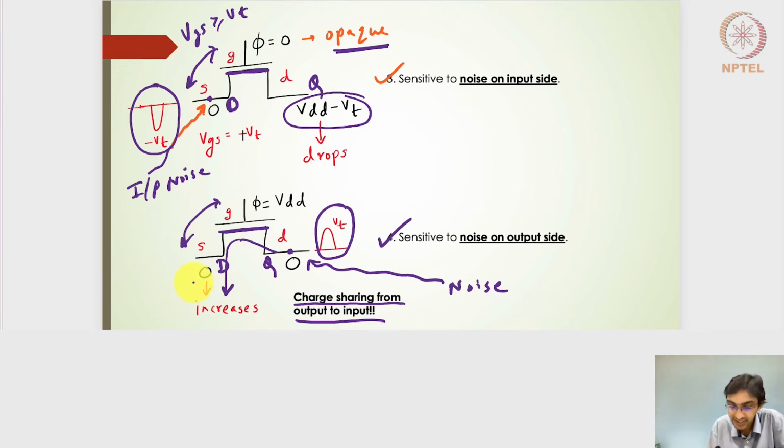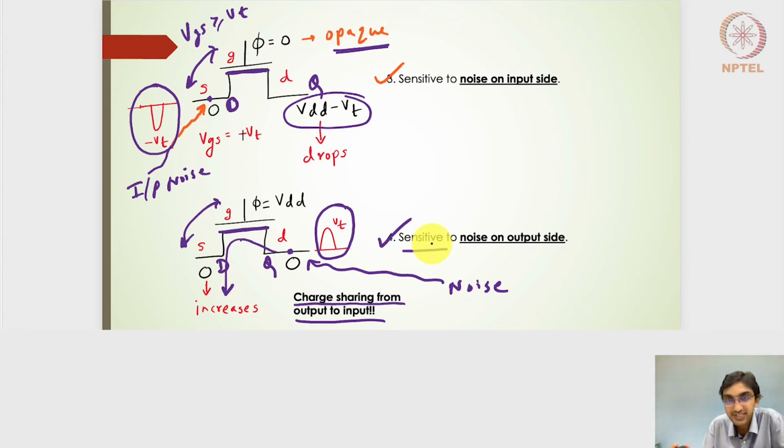And then the charge sharing will have an immediate effect on the output levels. So instead of 0, it will now be considered as VT by 2 on the output side, and it will have an impact on the input side as well. So it is kind of sensitive to the noise on the output side as well. Right? Hope this is clear.